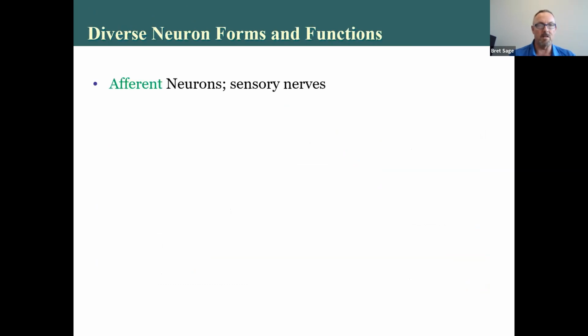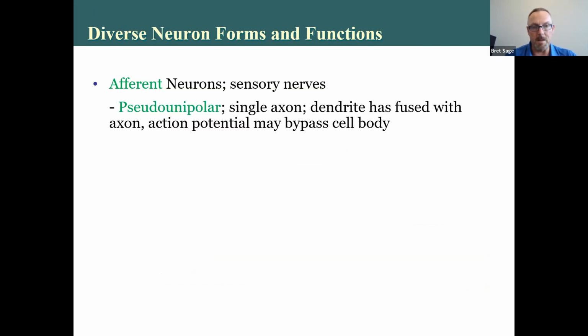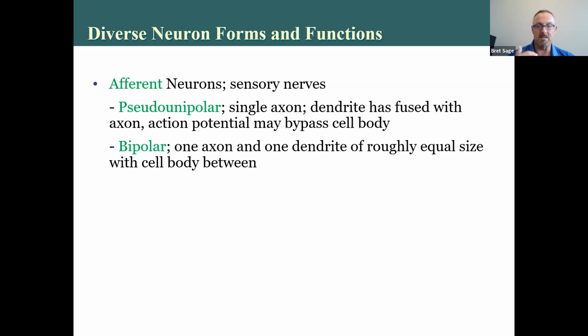Okay, talking about different kinds of neurons. There are afferent neurons. Afferent neurons are sensory neurons. Those are the neurons that bring in sensory information from our environment towards our central nervous system. The first type is called a pseudo-unipolar. Pseudo means false. Unipolar means that it seems like only one pole, but it actually has an axon and a dendrite fused together, and the action potential may bypass the cell body. We're not going to talk much about those. Bipolar, as you know, means having two ends, one axon and one dendrite of roughly equal size, with the cell body in between.